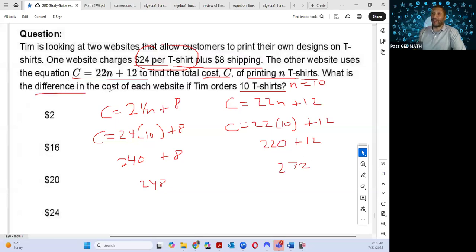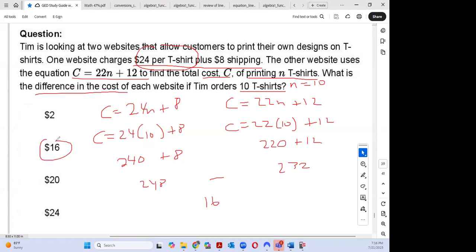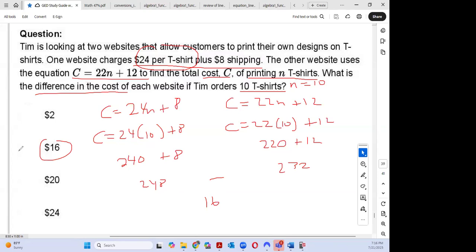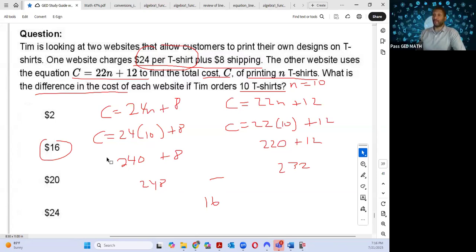What is the difference in the cost? 248 minus 232, 16. So even though they call this a function, it's an equation. It's a set of equations. The other one they're gonna ask you about is a function.